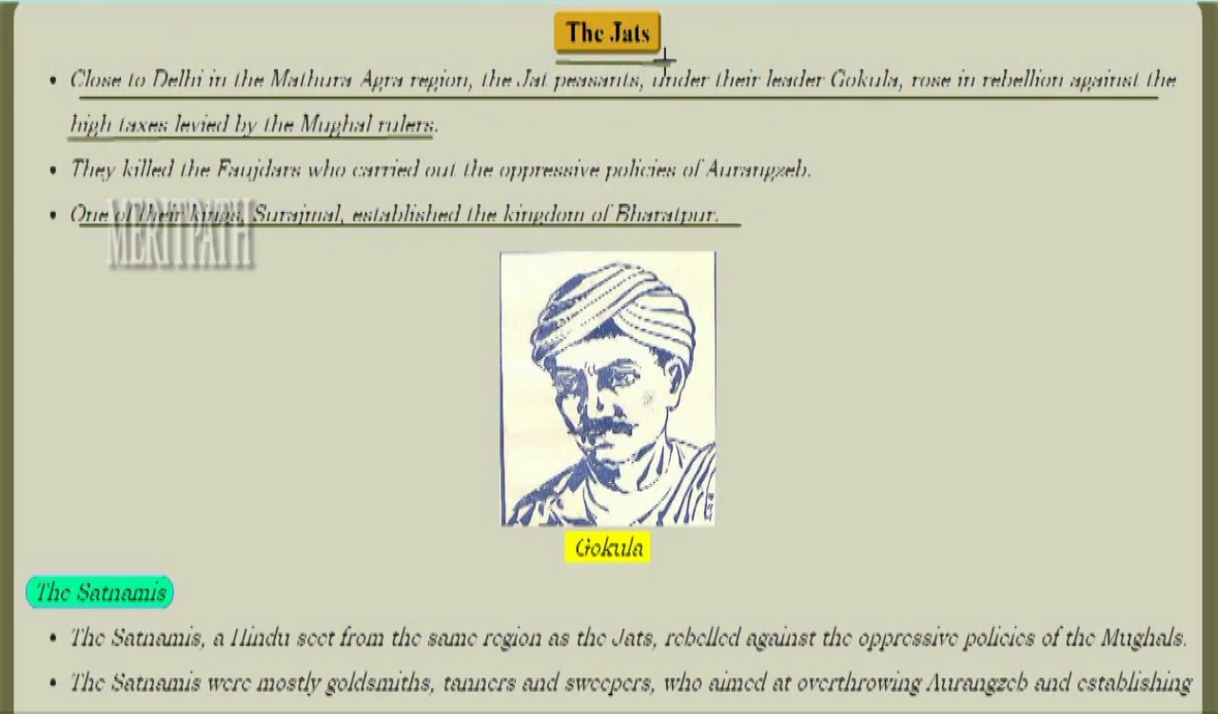The Jats, close to Delhi in the Mathura-Agra region, the Jat peasants, under their leader Gokula, rose in rebellion against the high taxes levied by the Mughal rulers. They killed the Faujdars who carried out the oppressive policies of Aurangzeb. One of their kings, Surajmal, established the kingdom of Bharatpur. In this image we see the leader Gokula.